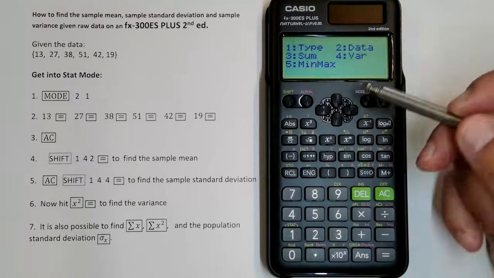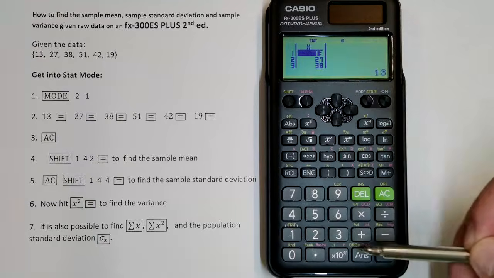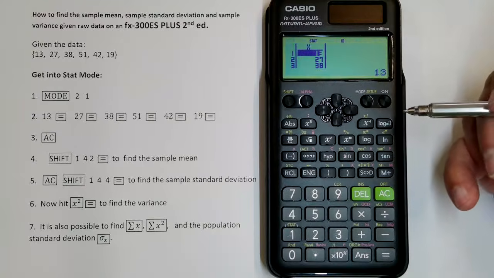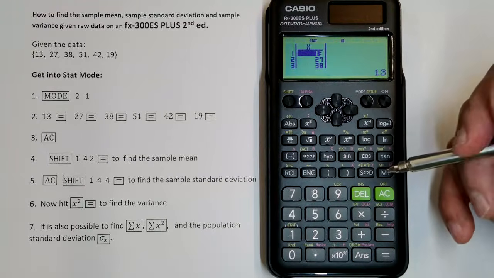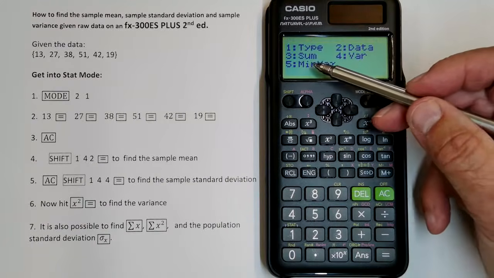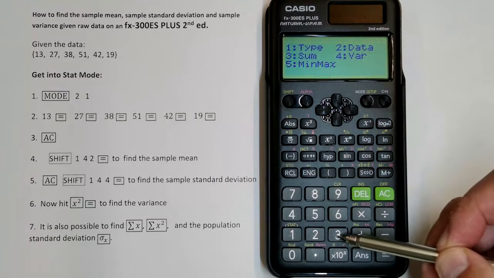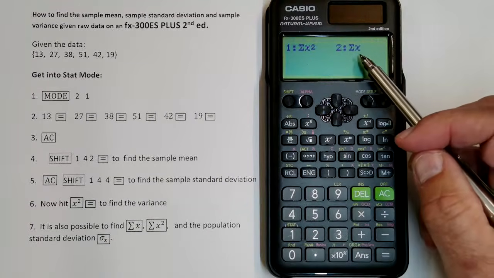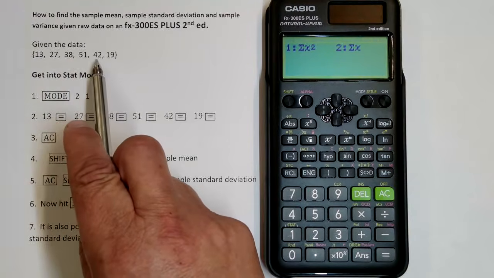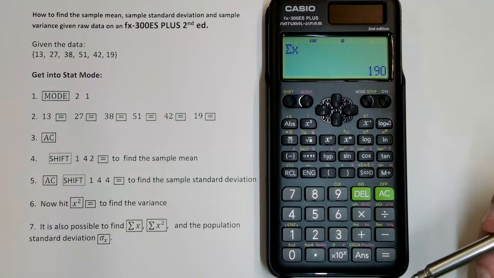Shift 1 again. Now we explored everything in the variables. If we pick data, number 2, it just goes back to our table. So if I messed something up or had to put something else in there, that's what the data option is for. Clear that. Shift 1. What's very interesting is number 3. Number 3 will give you two things, the first being the sum of the x's. That would be 13 plus 27 plus 38 plus 51 plus 42 plus 19. If I add all those numbers up, it comes to 190.